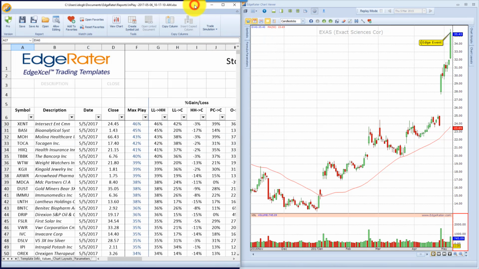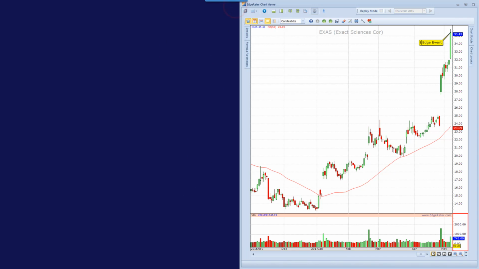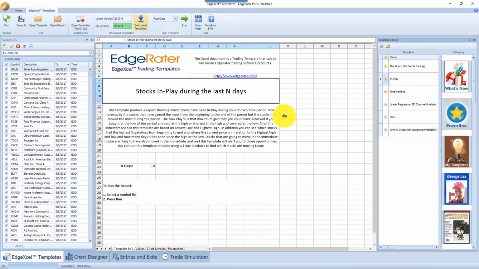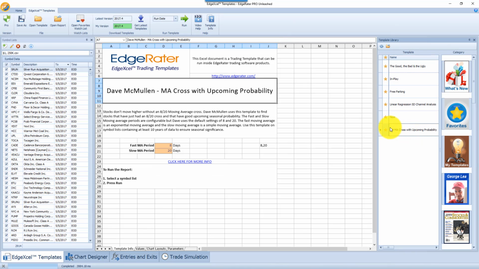Okay, I'm just going to stop here on this particular report. Going to close this report down. Going to run a couple of others. I might not run all of the ones that I mentioned before, but let's skip free parking for now. Let's look at the moving average cross with upcoming probability or seasonality. And I'm just going to quickly run this. This is going to be the last template I run for this weekend review. It's just a very quick review.